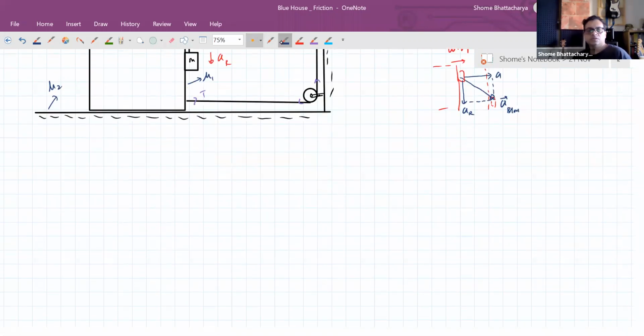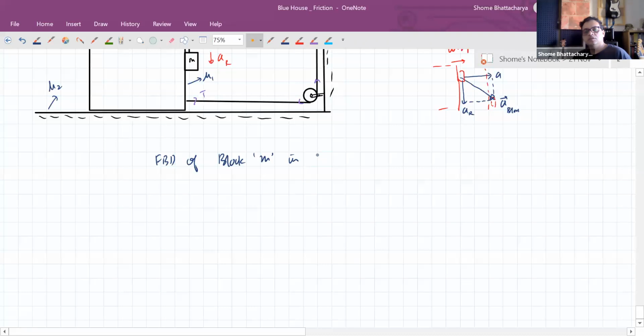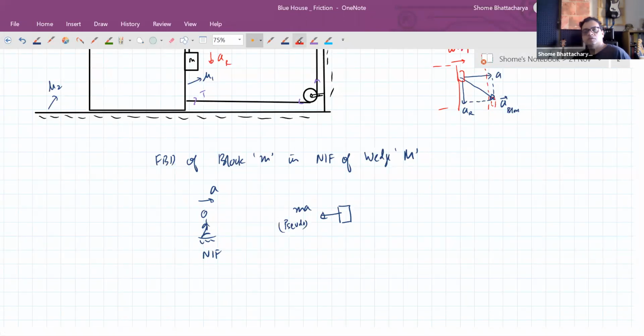Now the next thing you'll do here is make the FBD of the block, small m, in the non-inertial frame of the wedge, capital M. So on that block there is a pseudo force. There is tension in the string, and there is its own weight.